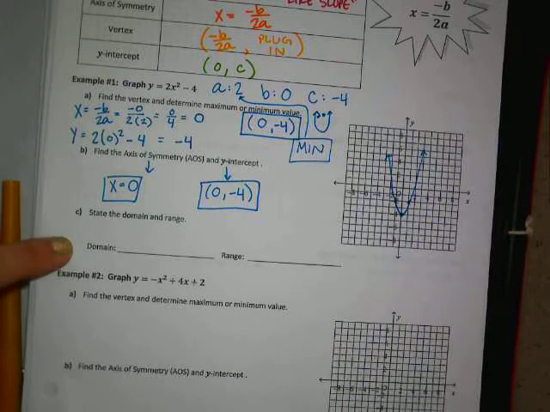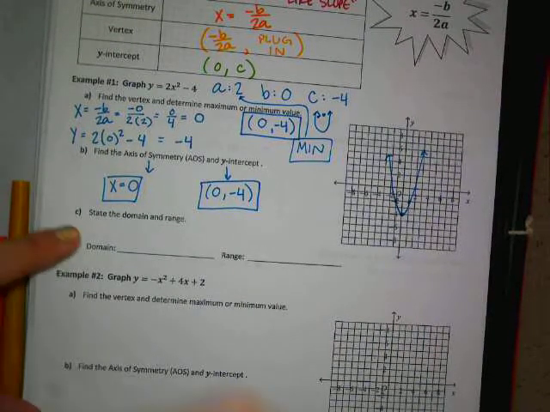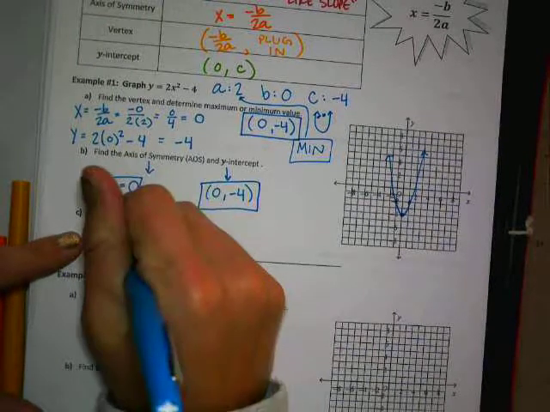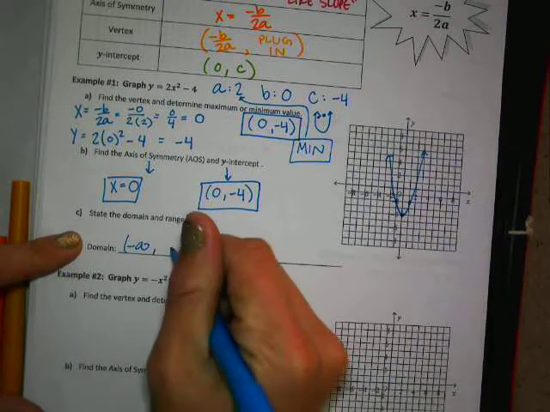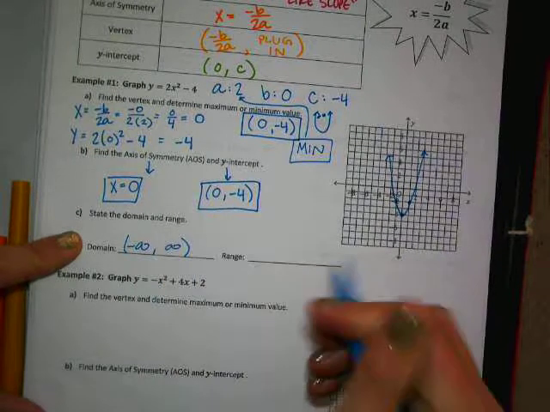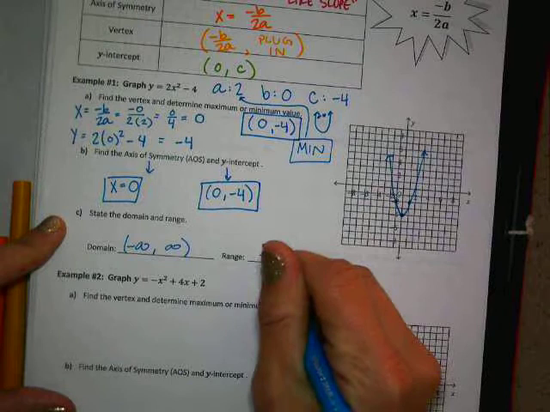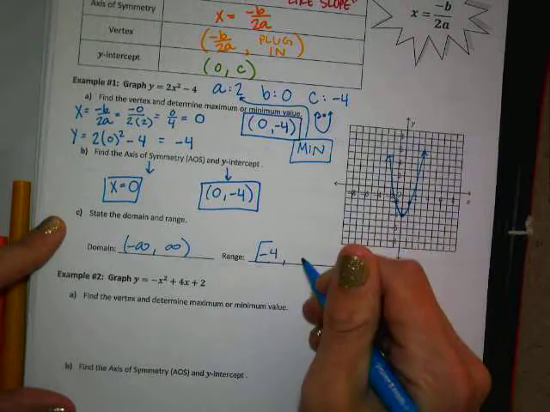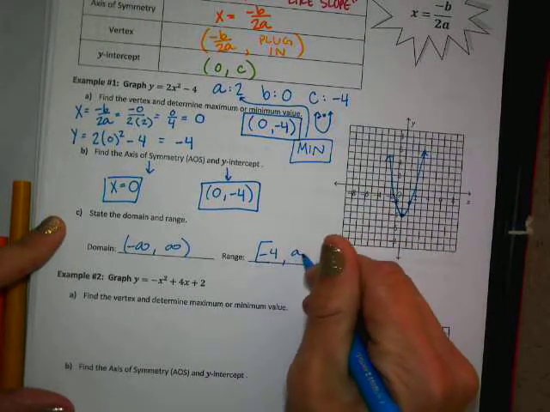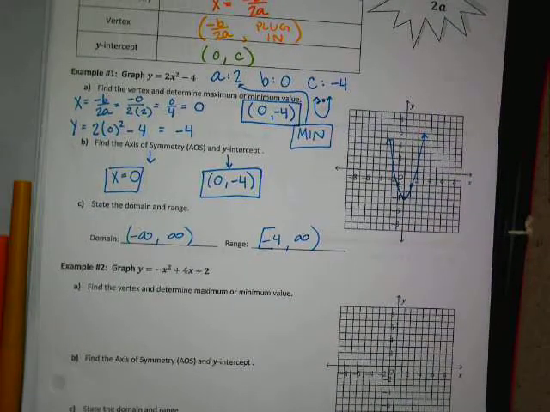Okay, domain. How far left am I going? Negative infinity. How far right? Positive infinity. For the range, how far down? Negative 4. Remember, down, it has to come first. So down, and then how far up? Is it a bracket? It is a bracket, yes. Bracket because it's a point.